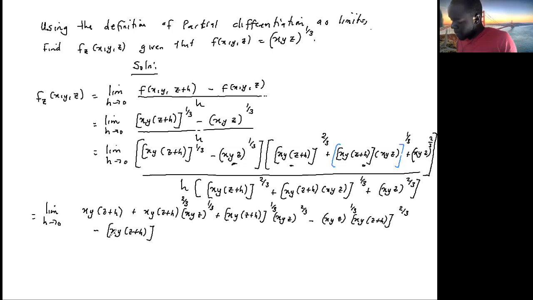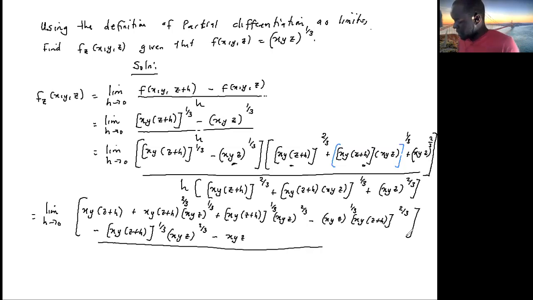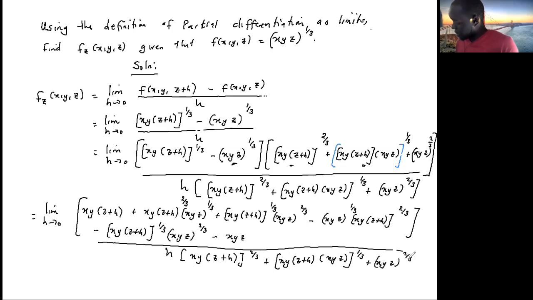this part by that part, we are going to get (xy(z + h))^(1/3) and (xyz)^(2/3), minus xyz. Because the powers now are going to add, 1/3 plus 2/3, that's going to be just 1. So we have this whole thing as the numerator divided by the denominator, which is h times [(xy(z + h))^(2/3) plus (xy(z + h))^(1/3)(xyz)^(1/3) plus (xyz)^(2/3)].